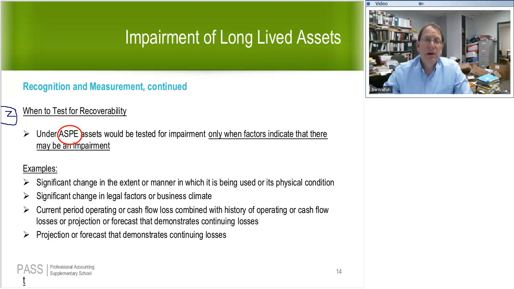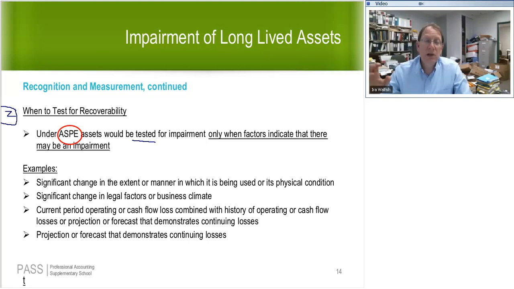Now, people, before I start showing you the details, because again, we're going to have differences between ASPE and IFRS. What's the golden rule? Who makes us work harder, ASPE or IFRS? Good. Everyone's getting it. IFRS. Keep that in mind. Under ASPE, you only test for impairment when there's factors that indicate there may be an impairment. Does everybody get what I just said? You only test for impairment if there's factors that indicate there's an impairment.